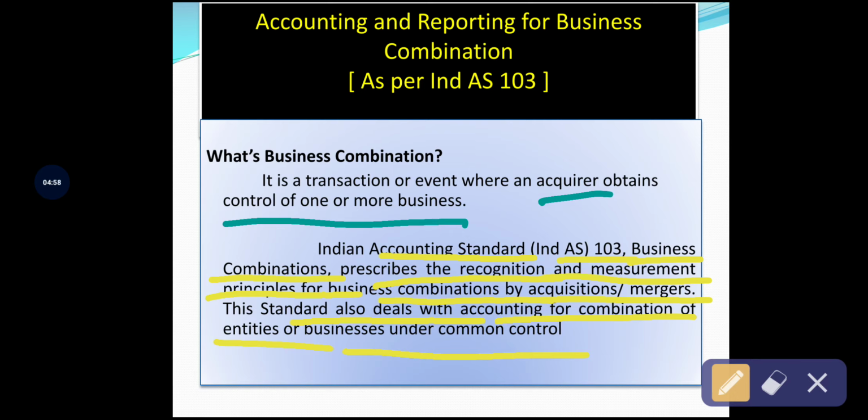So this Indian Accounting Standard 103 is applicable not only to business combinations but also to acquisitions and mergers, and it is applicable to entities that have the control rights to control the assets and liabilities of another company.